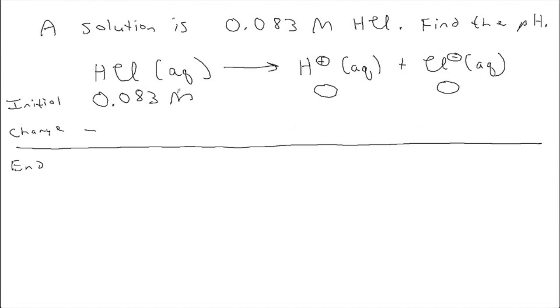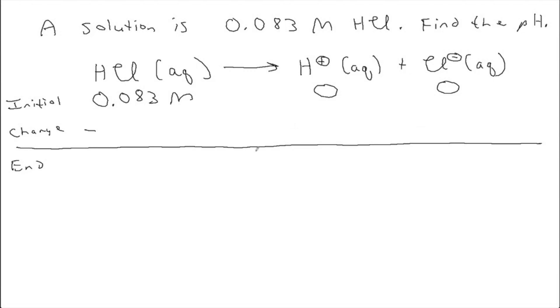This row shows the concentrations before the reaction has happened. This row is going to show how things change during the reaction. And this row is going to show what the concentrations are when the reaction is finished. This is the row before the reaction has occurred. This is showing the changes during the reaction. And this row is going to show what the concentrations will be when the reaction is finished.